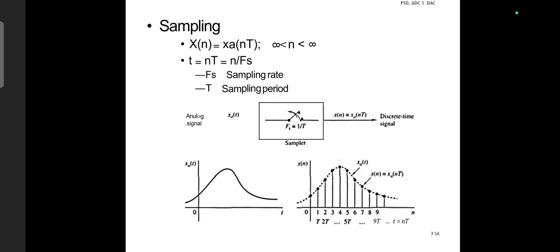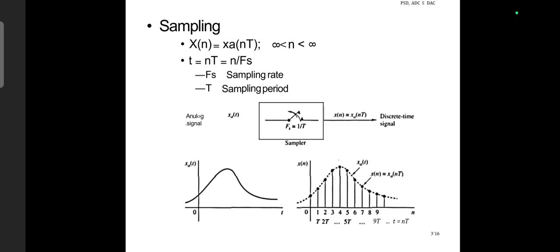The next step is quantization. During quantization, each sample is assigned to one of a finite number of amplitude levels. The output is therefore called a quantized signal. Finally, coding assigns a binary number to every quantization level. The result is a digital signal represented using binary values such as zeros and ones. Therefore, these three stages together convert an analog signal into a form suitable for digital processing.